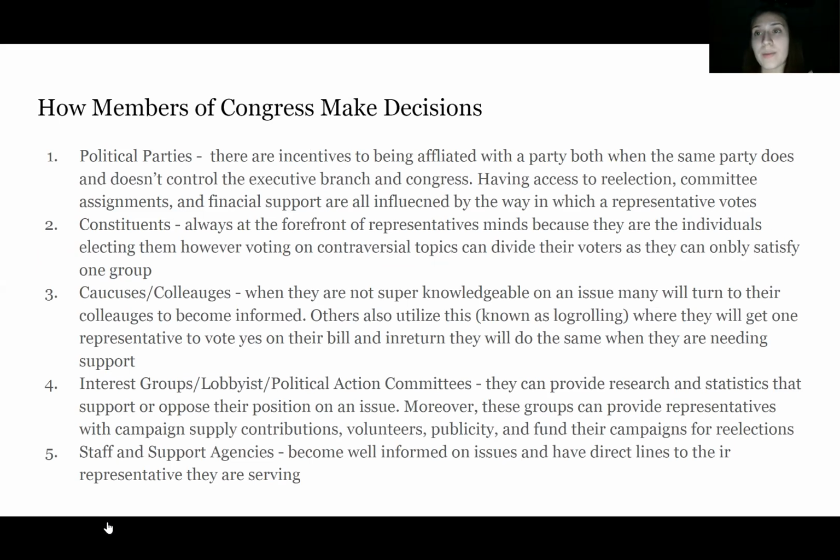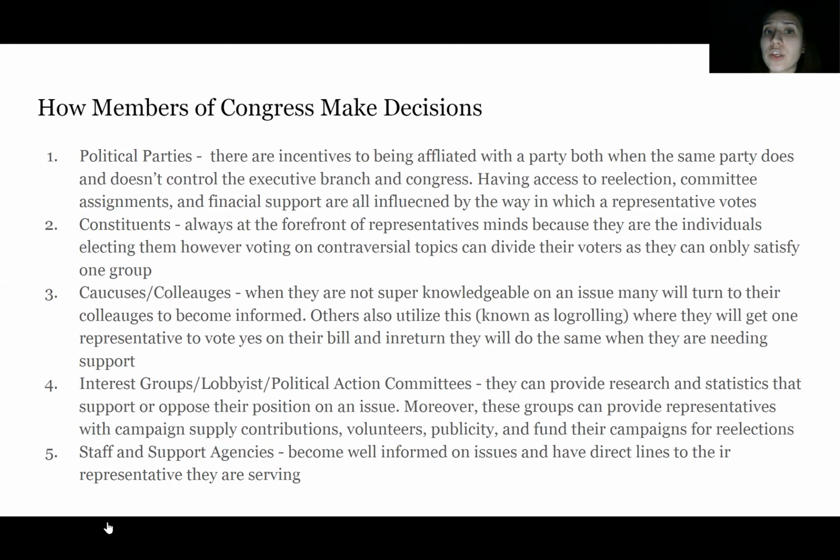Now, breaking it up, how do they make decisions? There are 5 different people that your representatives must keep in mind, or oftentimes keep in mind, when voting on issues, because like we said, it's very expensive to fund and run for these positions of power. So there are certain people who influence the ways in which a representative will vote. Political parties. There are incentives to being affiliated with a specific party. However, there are also consequences.